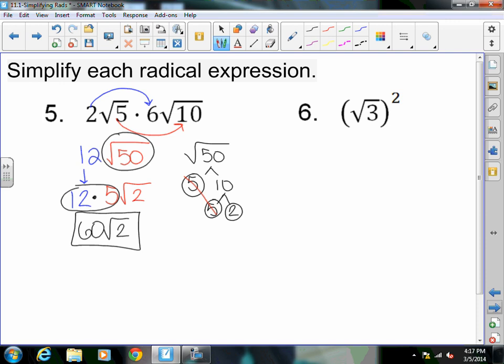Number 6, we have square root of 3 squared. Well, remember that squared means taking it times itself.